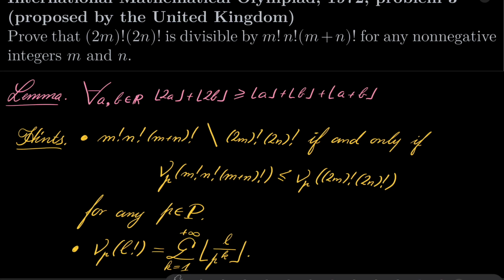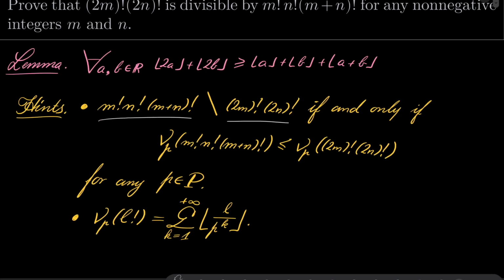And now, notice that our divisibility holds if and only if the p-adic valuation of this is less than or equal to the p-adic valuation of this for any prime number p. And also, we have this nice formula for the p-adic valuation of L factorial. It can be written as the series, a sum going from k equals 1 to infinity of floor of L over p to the power of k. And also, the p-adic valuation of a product is the sum of p-adic valuations. And that should be enough. So give this problem a try.